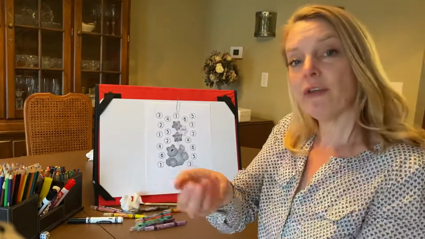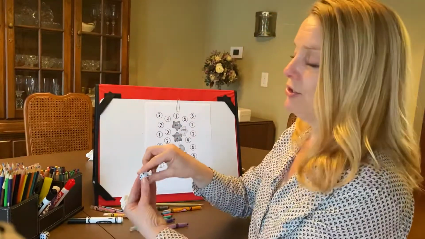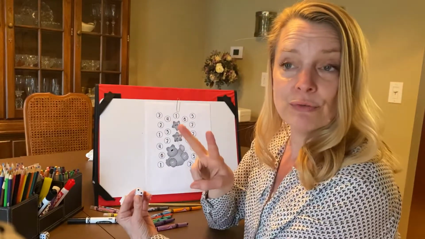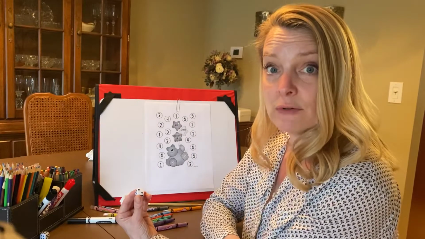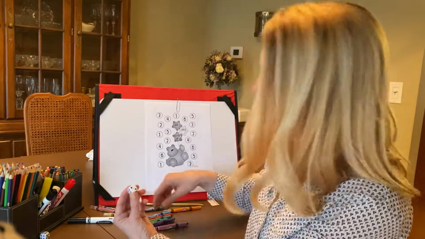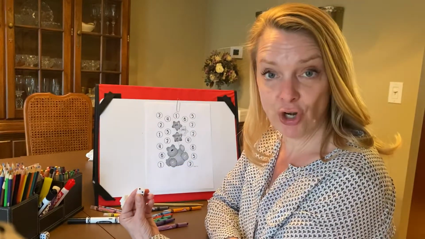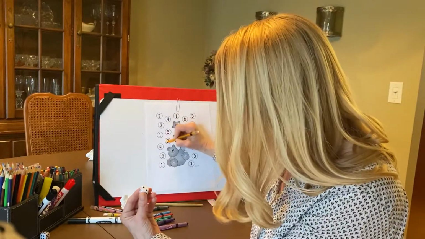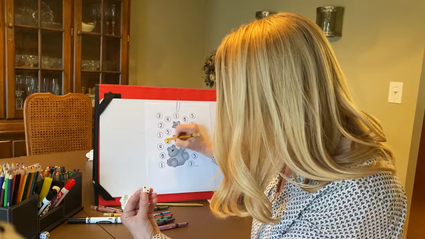And I'm going to roll the die. And I landed on 2. So now I'm going to add 0 to this number. So 2 plus 0 more equals just 2. Because anytime you add 0 to a number, the answer is always the other number. So I'm just going to color in a 2. Because that's the answer that I got.